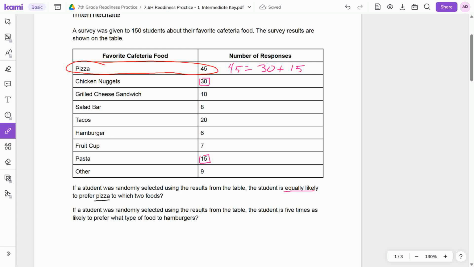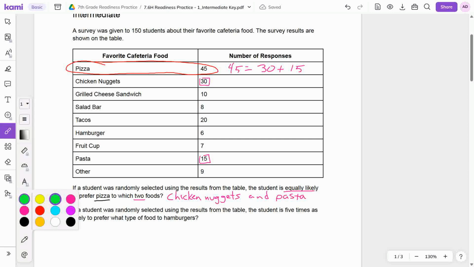All right, so that was it right at the very beginning. The chances of choosing pizza is equally likely as choosing, let's put the name of our two foods, chicken nuggets and pasta. All right, because we took the 45 and we needed to find two other results that were equal to that. Let's look at our next question.